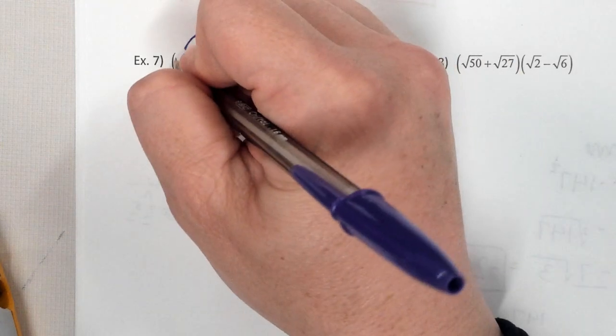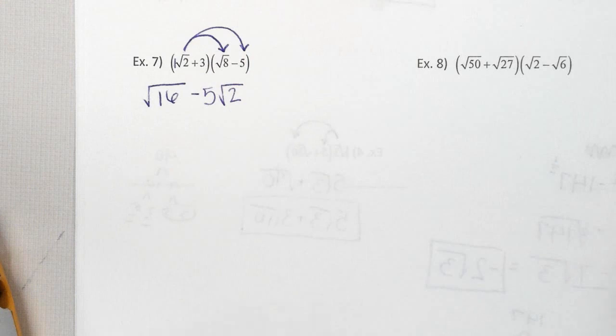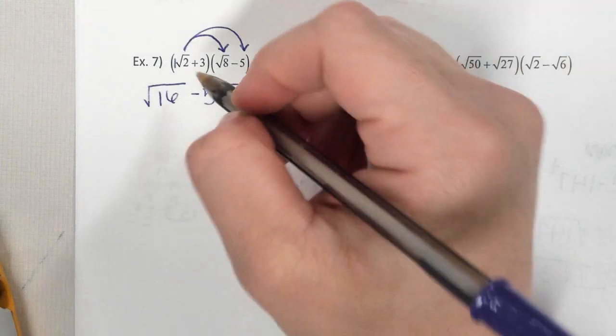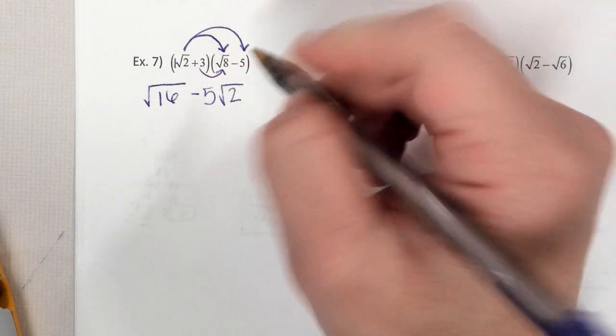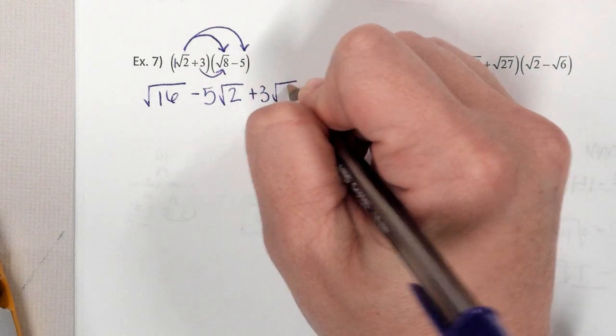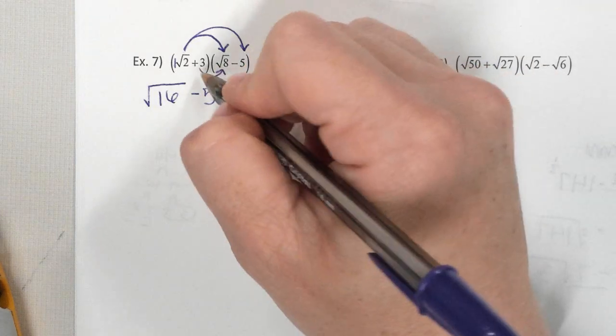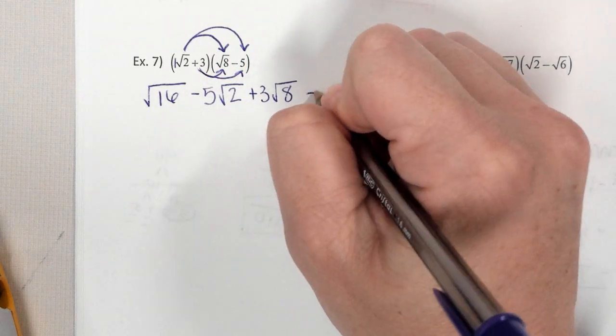Because remember, this is the same thing as 1 square root of 2, and you multiply the numbers on the outside together and then the inside together, so there was no other inside. So positive 3 times the square root of 8 is just positive 3 square root of 8. And then 3 times negative 5 is negative 15.